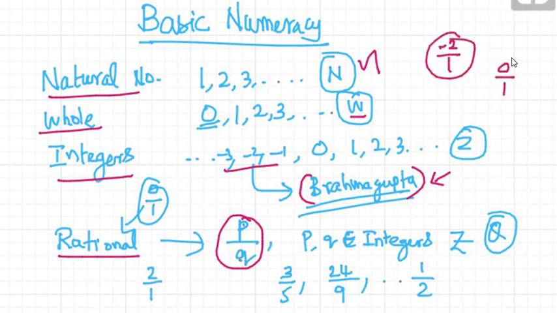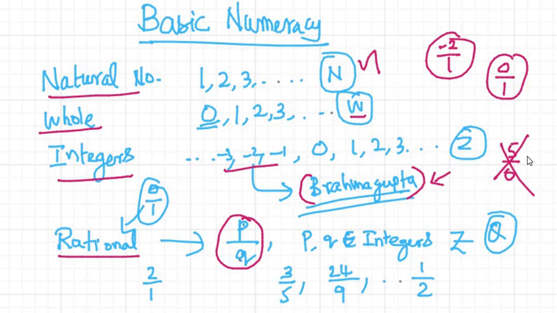0 can be written as 0 by 1. 0 can come in the numerator, but 0 never comes in the denominator. Division by 0 is not allowed in maths. 5 by 0 is not defined. Don't try to divide anything in maths by 0.